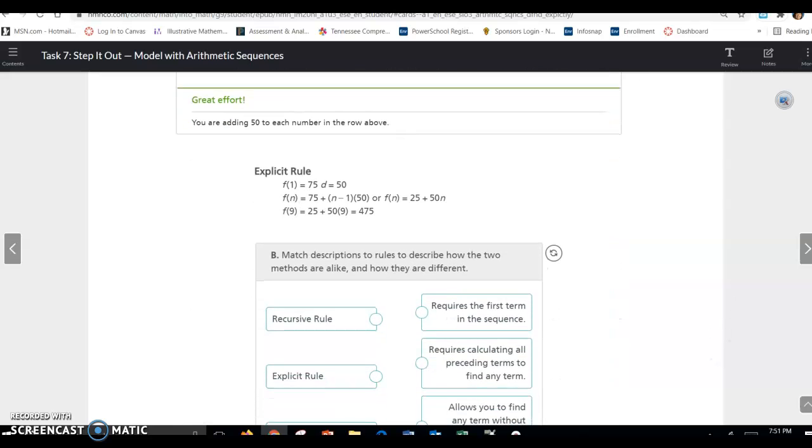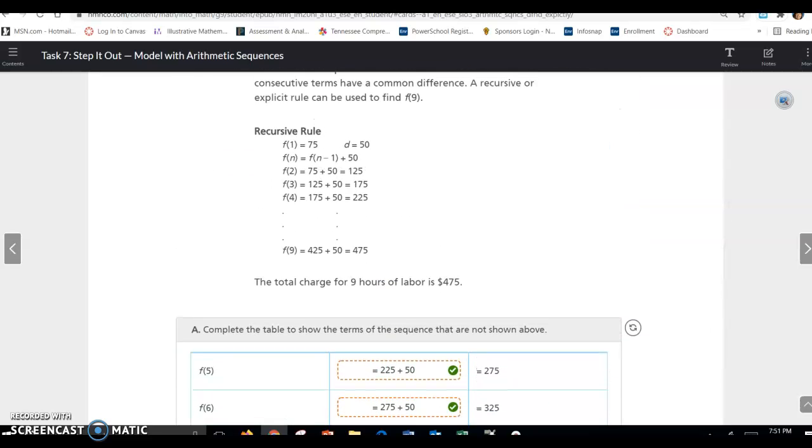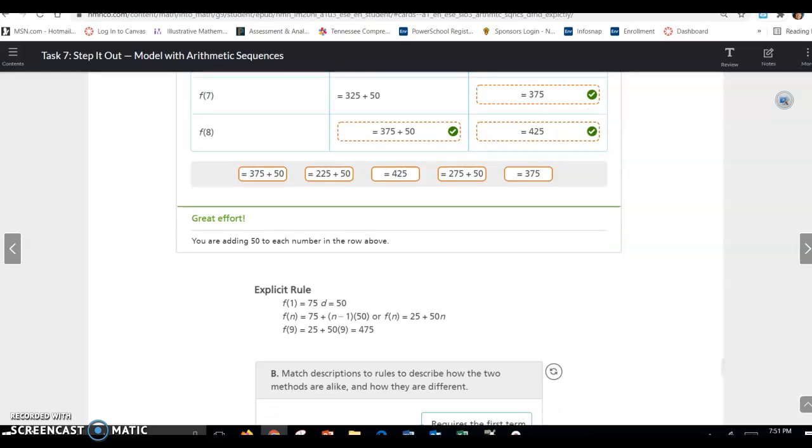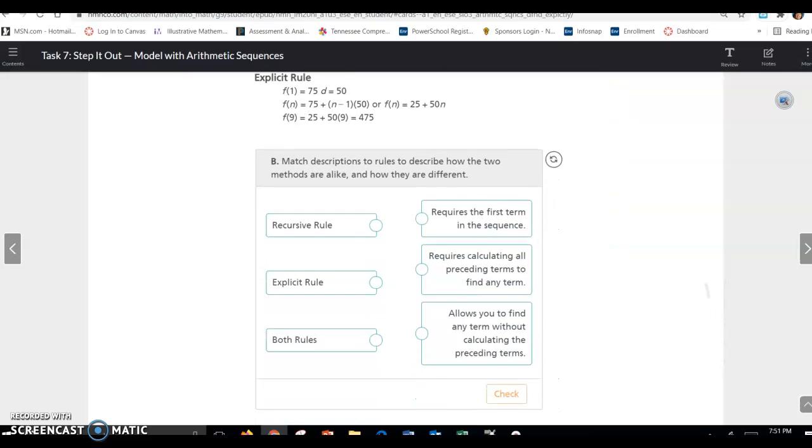All right, so the explicit rule would be take 50 away from the first term because you have to have the previous term. So you take the common difference and subtract it from here. So it would be 25 plus 50 times 9. You can see that that still is 475. So above, you've got the recursive rule and the explicit rule.